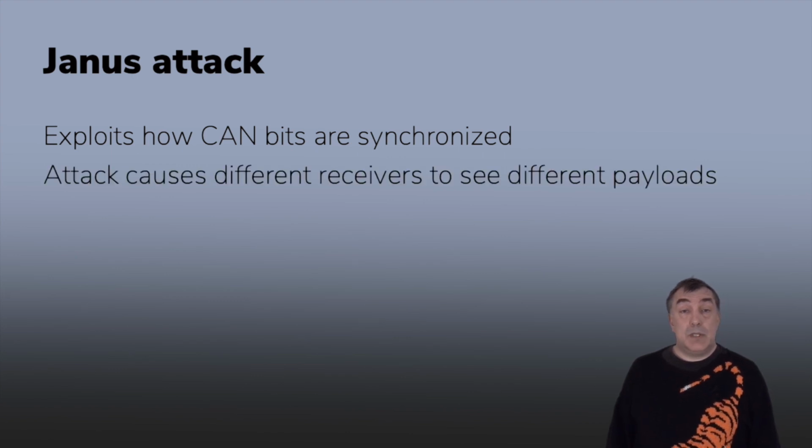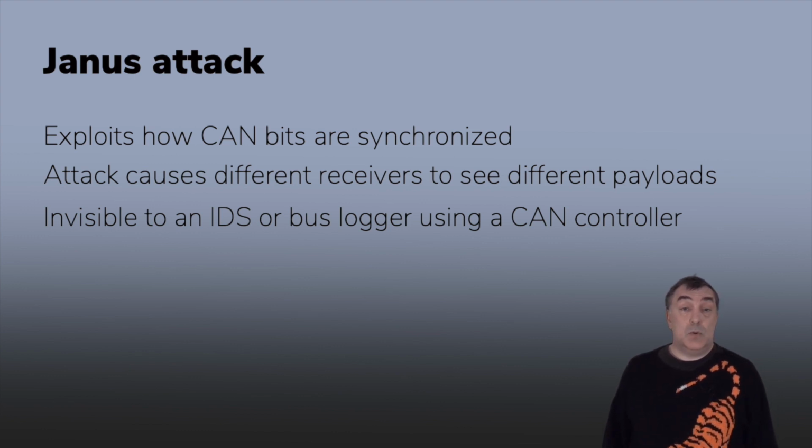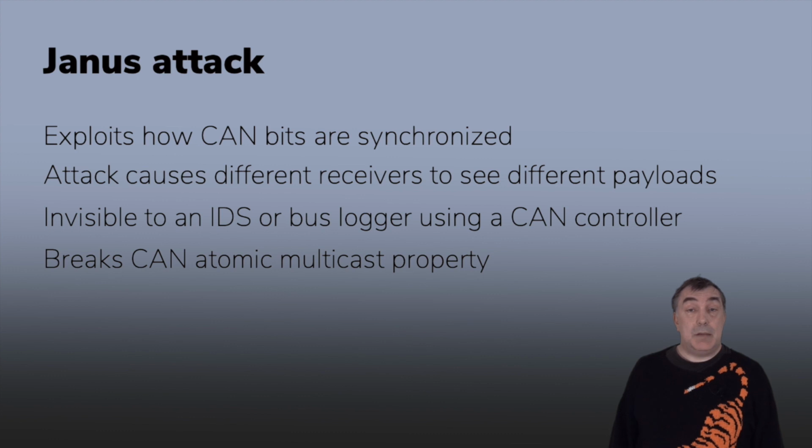The attack can be used to make a bad frame invisible to an intrusion detector or bus logger if it uses a regular CAN controller. It also breaks the atomic multicast property of CAN, so it would be possible to send different payloads and get different receivers to act differently. If they were instructed to move an actuator in different directions, then that could cause real physical world problems. To understand how the Janus attack works, we need to understand CAN bit sync rules.